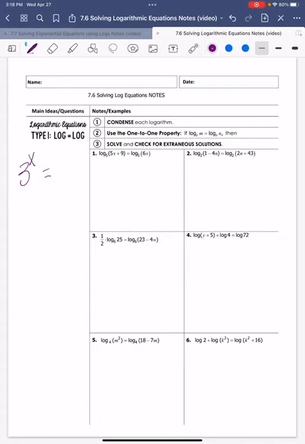Okay, so we know how to solve exponential equations, and if I gave you something such as 3 to the x equals 27 to the 2x, we would know to rewrite it using the same base. So 27 is 3 cubed to the 2x, and then we have the property that says if the bases are the same, the base is 3, then the exponents must be the same. Okay, well, the same thing is true with logs.